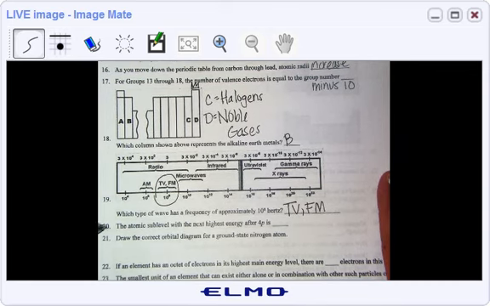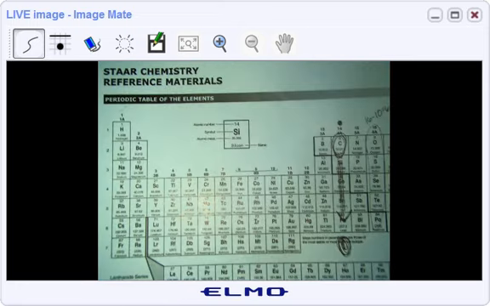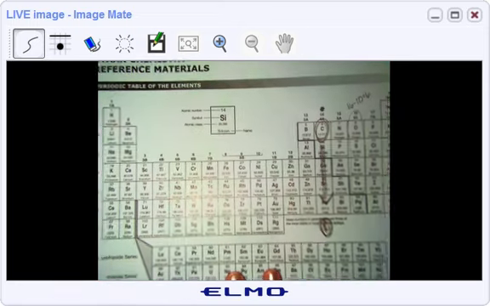Number 20, the atomic sublevel with the next highest energy after 4p. So all it's asking you is what comes after 4p. I'll do this once the long way. We have to go all the way to 4p.